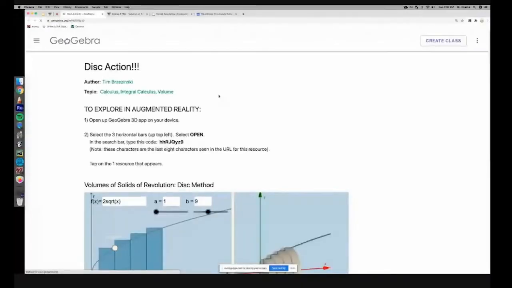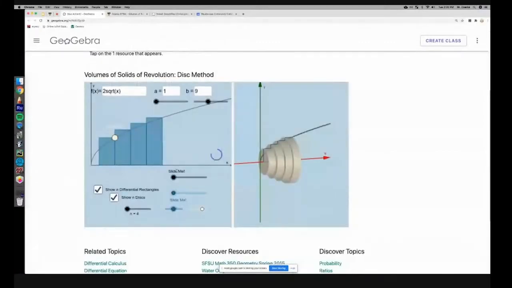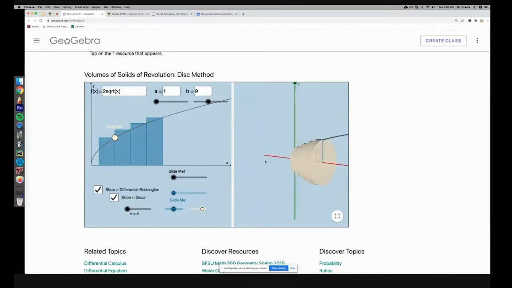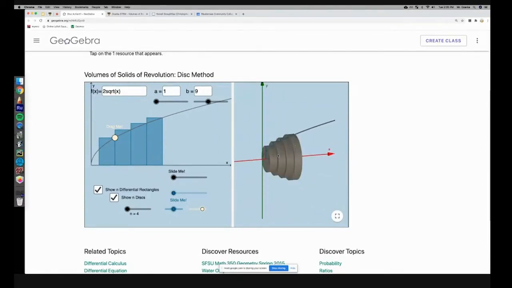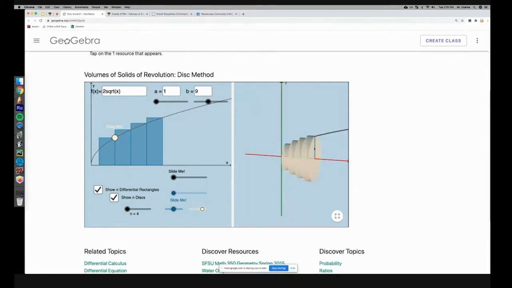This first one is the disk method. This is when you're just rotating it around, and this shows it a little bit better because you can actually see it in 3 dimensions. Now, if you notice, there are 1, 2, 3, 4 disks here.